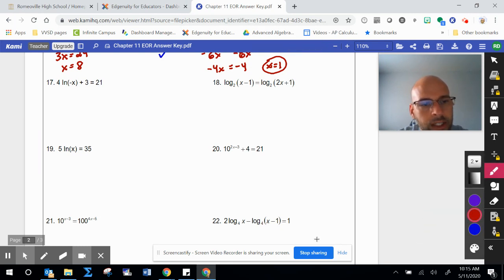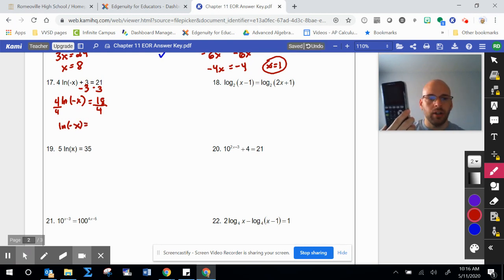But what I need to do is I need to get this log all by itself. So I'm going to subtract the 3. I'm going to say 4 natural log of a negative x is equal to 18. I'm going to divide by 4. Now, we're going to get a decimal here, and that is okay. I have my calculator here to help me, but you can use your phone. You can use whatever you want, but I'm going to use it: 18 divided by 4 is 4.5.